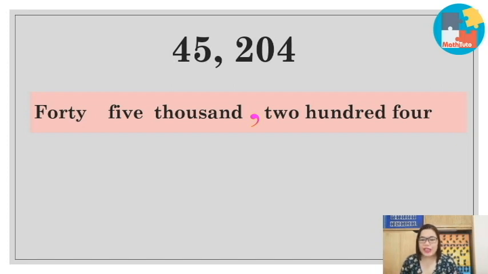Okay? So as you can see, in the first period, there is no such number, right? So we only look at the thousands period. There we have 45, so here we put a hyphen, with 4 as our 10,000s place and 5 our 1,000s place. So there we put our hyphen.